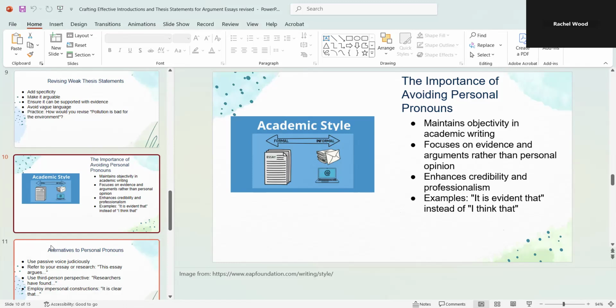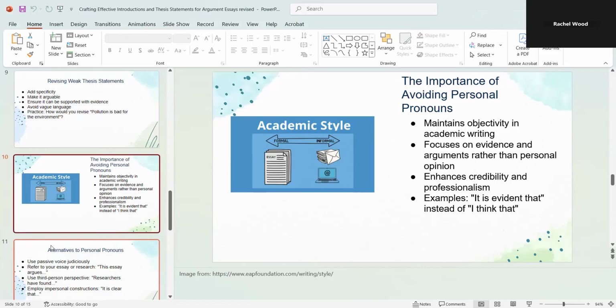I'm quite known for saying to my students in my in-person classes, it does not mean I don't like you. It does not mean I don't care about you, but nobody cares what you think. You can't say, I think this is. You need to take out those two words and get out of that habit. If you are avoiding personal pronouns and you're maintaining that objectivity, then you're enhancing your credibility and your professionalism as an academic writer. So you can say something like, it is evident that, instead of I think that.